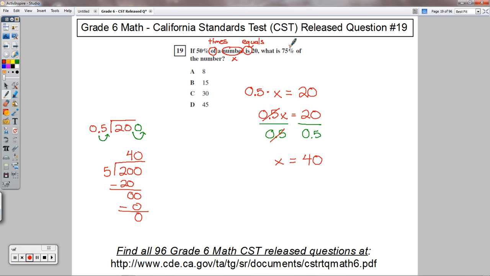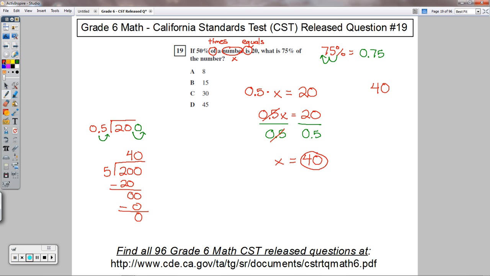Now, what is 75% of the number? We know the number is still x. It's still this value. So we're going to take this value and now find 75% of that number. So I take 40 and 75%. 75% is the same thing as a decimal. If you write it as a decimal, we move the decimal point 2 places to the left. So this is the same thing as 0.75.